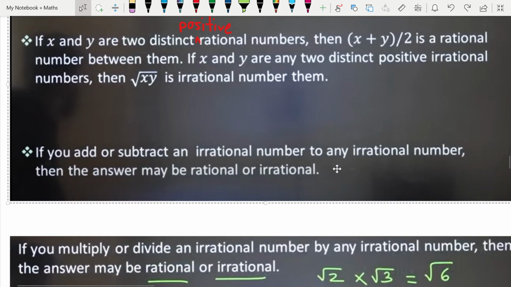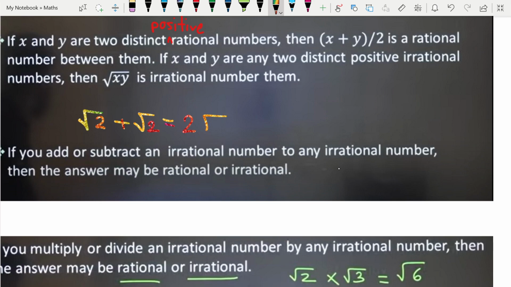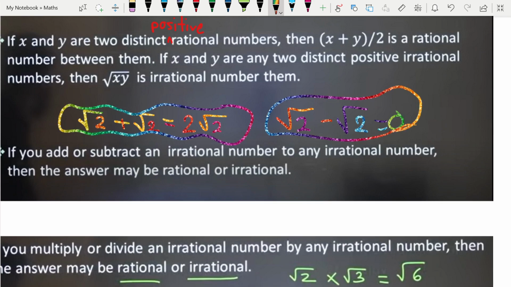Alright, if you add or subtract an irrational number to any irrational number, the answer may be irrational or rational. Because if you've got root 2 and you add root 2 to it, you'd get a different number, 2 root 2. But if you've got a number like root 2 minus root 2, that's going to give you 0. So that makes a rational number, but this makes an irrational number. Okay, so that's pretty much it.